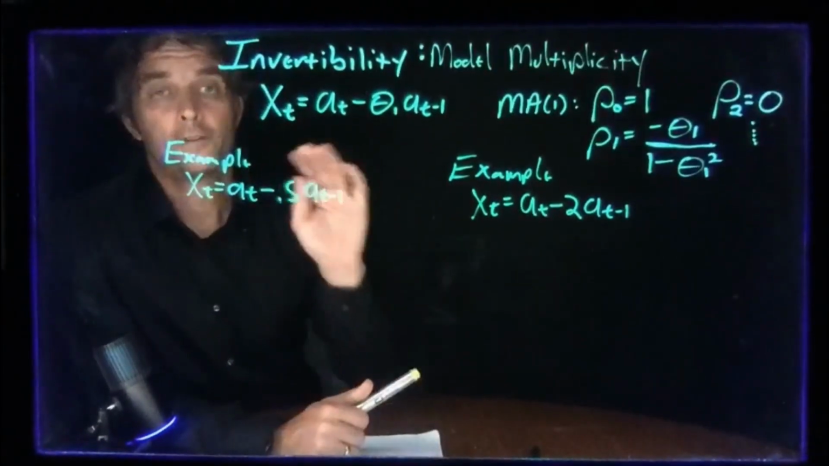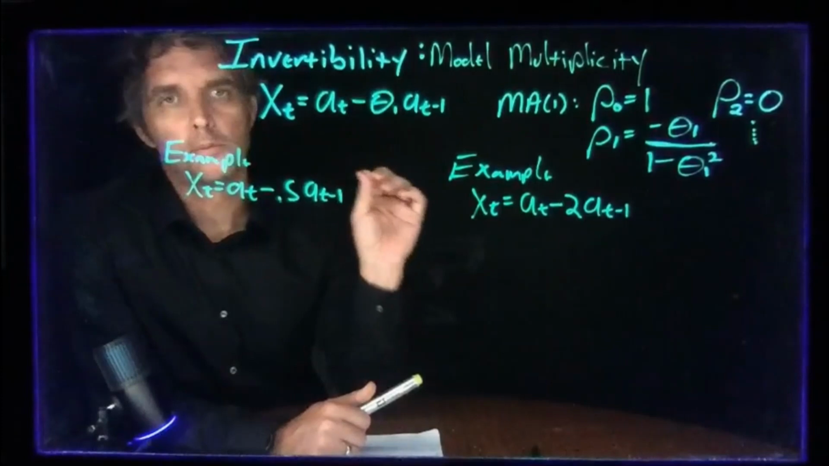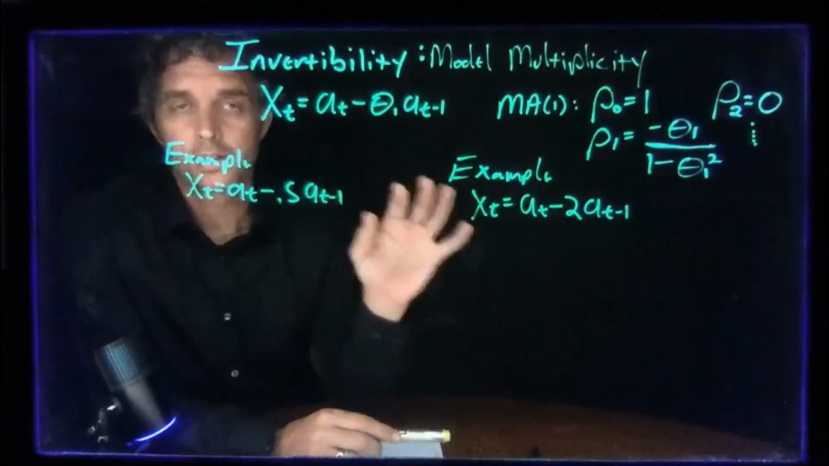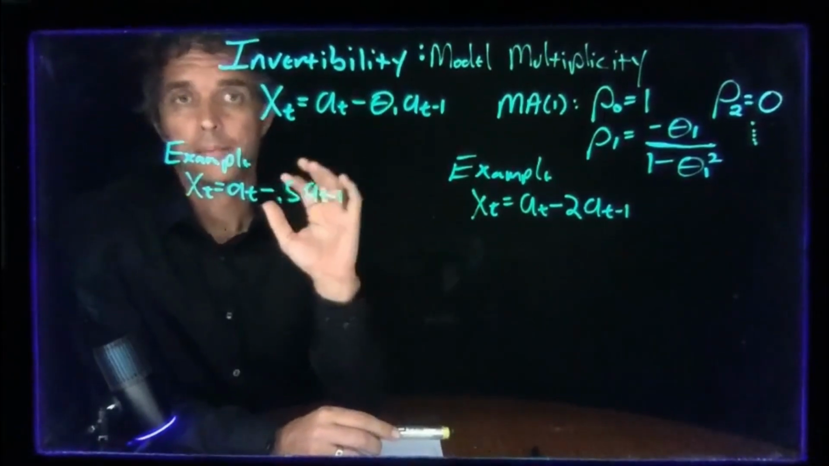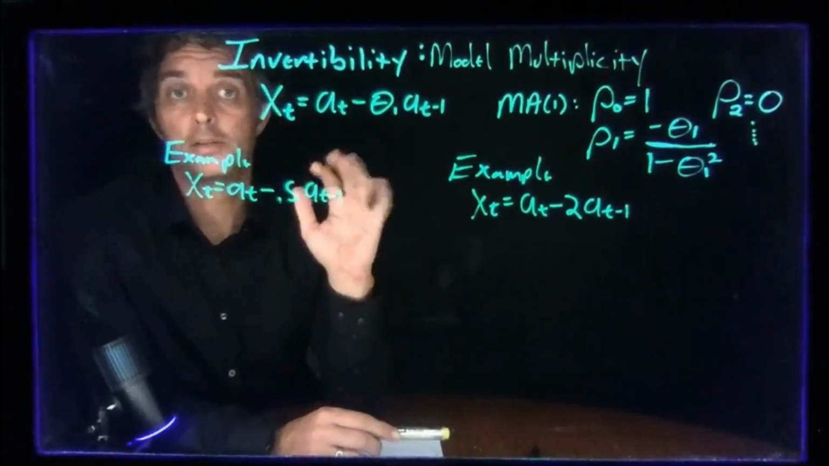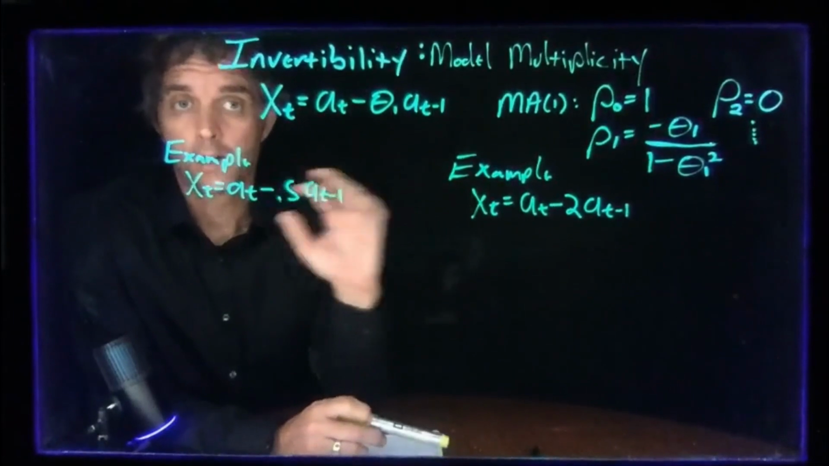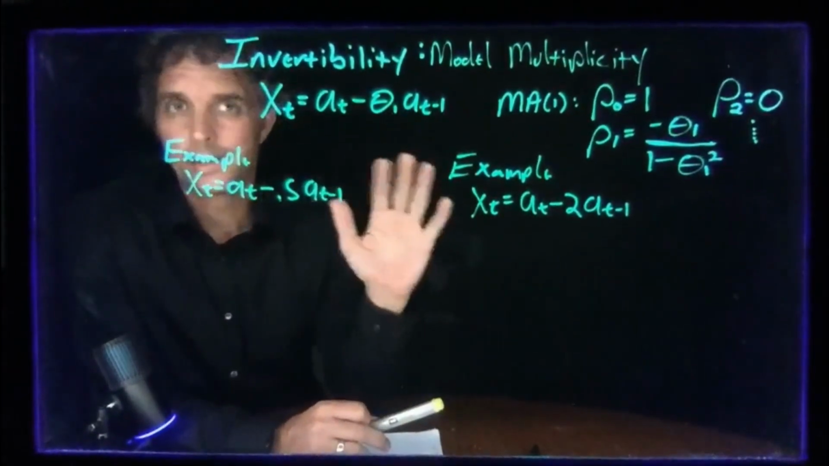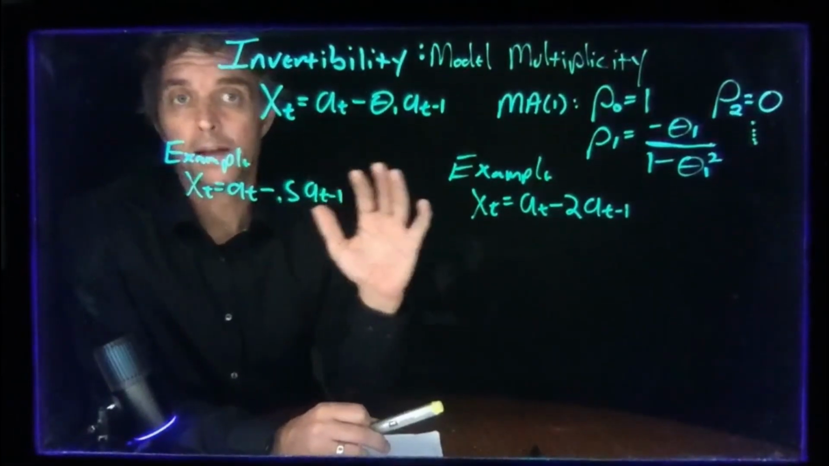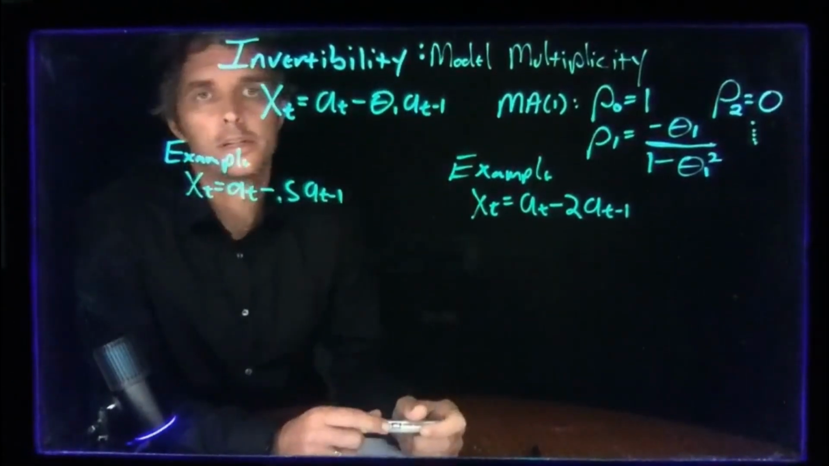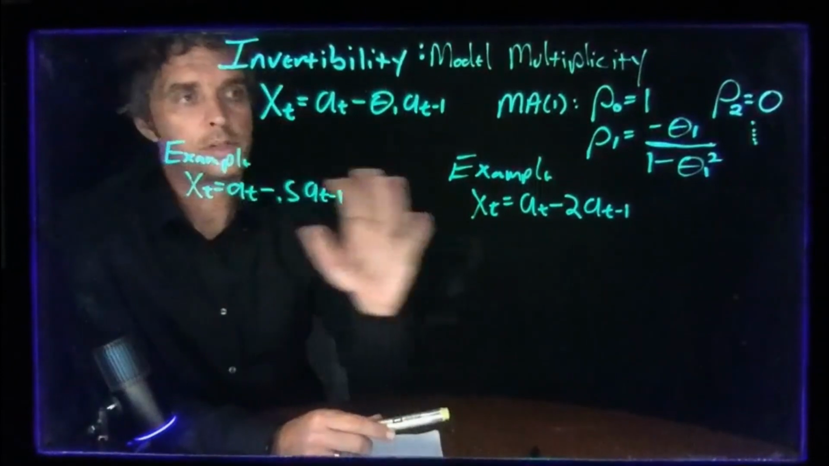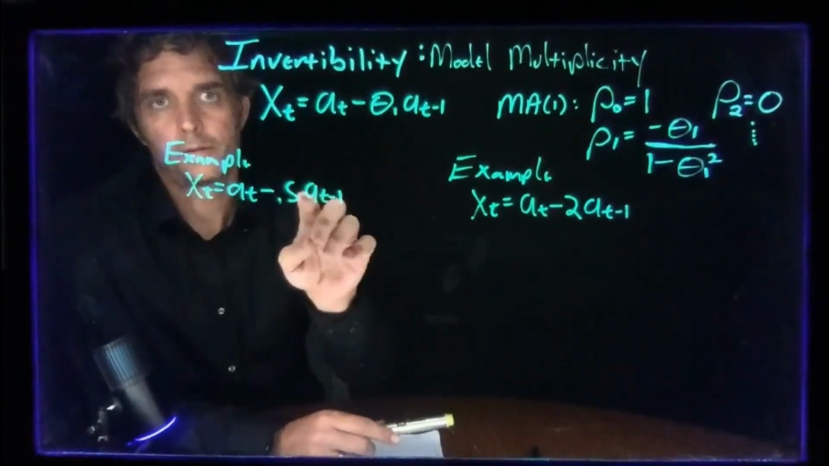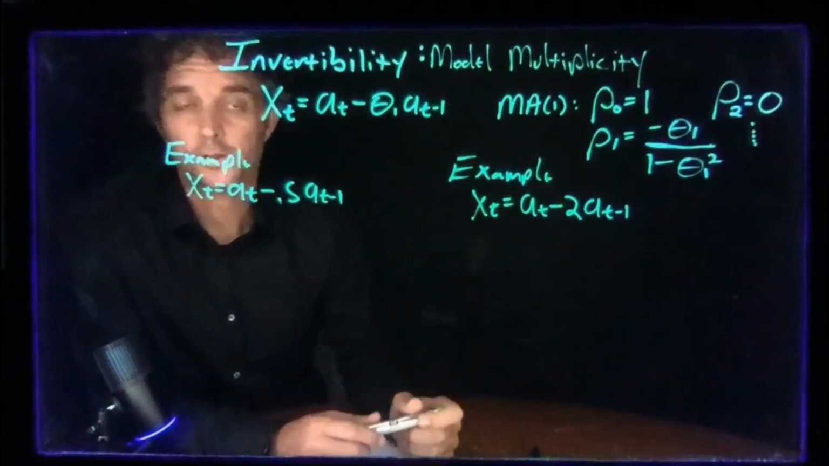Let's talk now about invertibility and how it relates to model multiplicity. To define model multiplicity, it is simply two models that have the same correlation structure. By correlation structure, we mean two models that have the same autocorrelations for every lag. What we're going to do is demonstrate this idea with an MA1. It's going to be very easy to show this with an MA1. I've got two examples here of two MA1 models, one with theta 1 of 0.5 and one with theta 1 of 2.